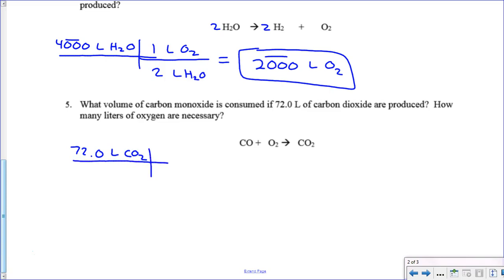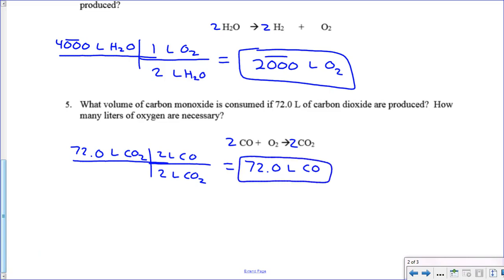And looking at the balanced chemical equation here, we've got to balance it. I know that there are 2 liters of carbon dioxide for every 2 liters of carbon monoxide. And those cancel out directly. You just get 72.0 liters of CO right out of that. So it's the same thing that we started with because it's a perfect 2-to-2 ratio.